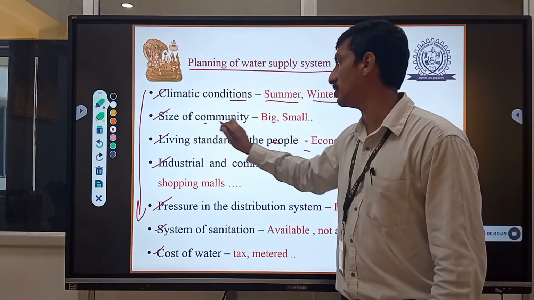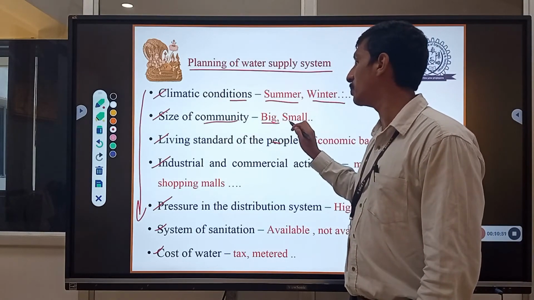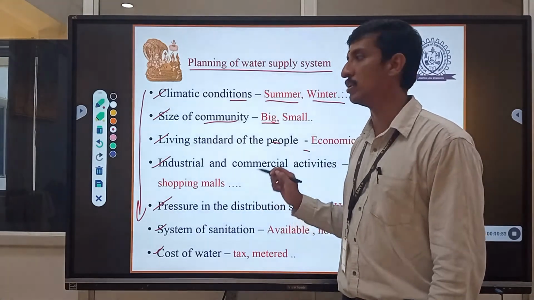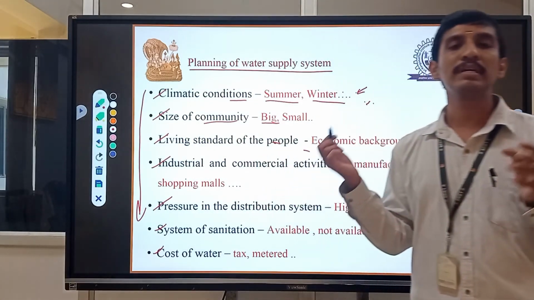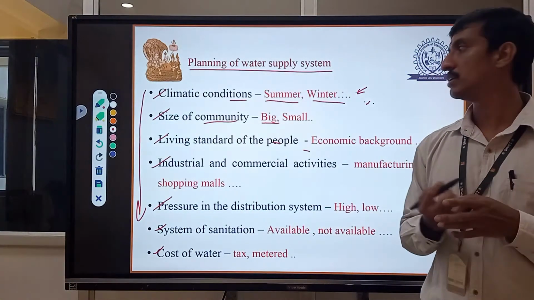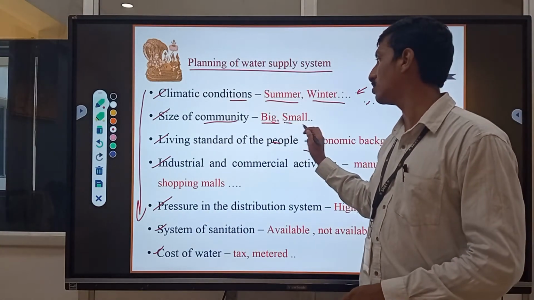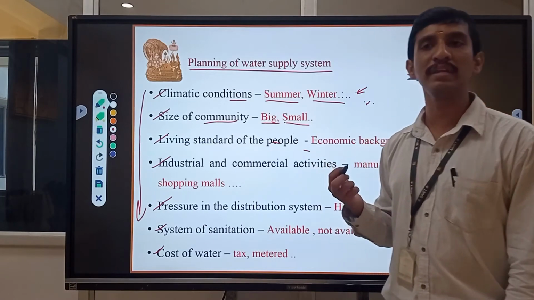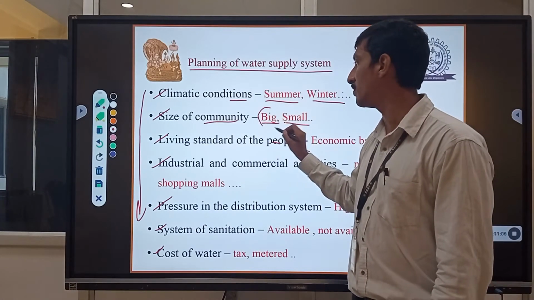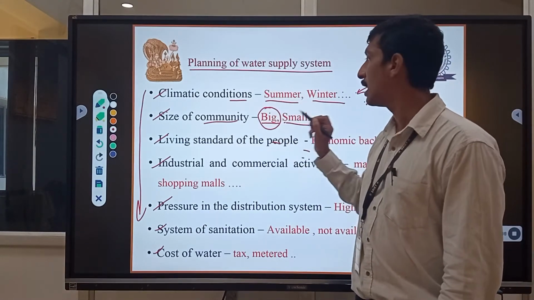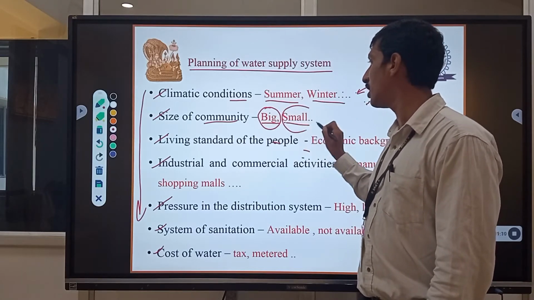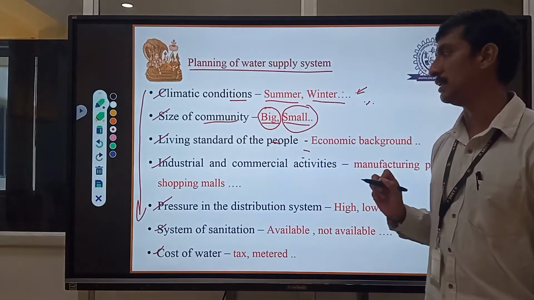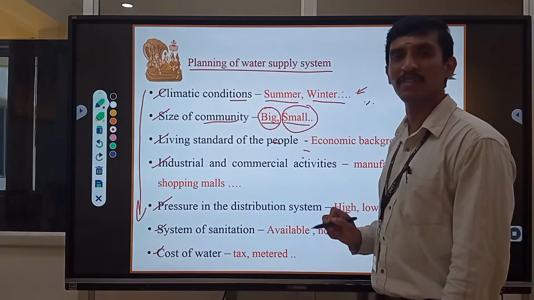Then size of the community. A community is nothing but a group of people, how the group of people come together. In this case, big or small. According to this big and small, the quantity of water will vary. For a big community, the water requirement is more, and for a small community, the requirement is less. Then the living standard of the people.